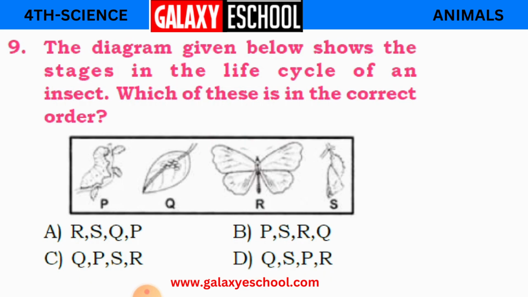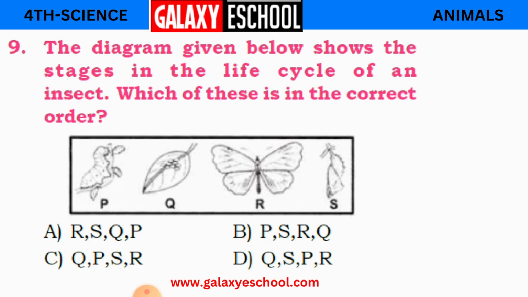The diagram given below shows the stages in the life cycle of an insect. Which of these is in the correct order? See, just now we have discussed the life cycle of a butterfly. Here also the same is given, but it is given in a wrong order. So we have to state it in the correct order. We have to identify the correct order.